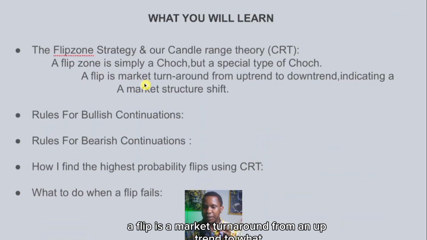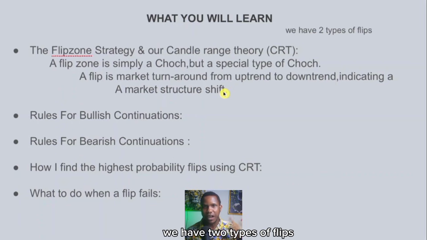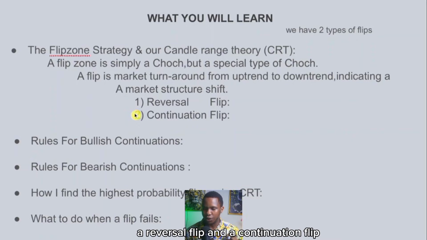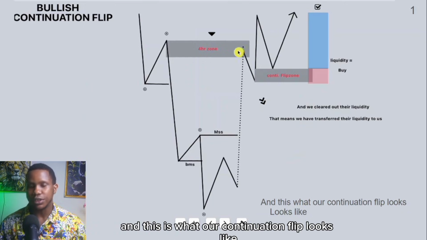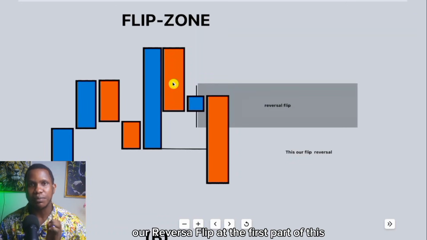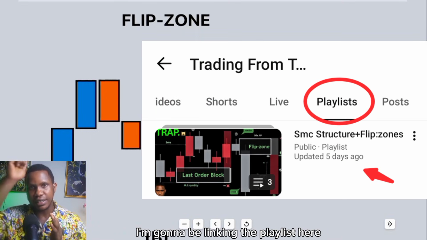A flip is a market turnaround from an uptrend to a downtrend, indicating a market structure shift. We have two types of flips, a reversal flip and a continuation flip. This is what our reversal flip looks like, and this is what our continuation flip looks like. I explained the reversal flip in the first part of this flip zone video. I'm going to be linking the playlist here.